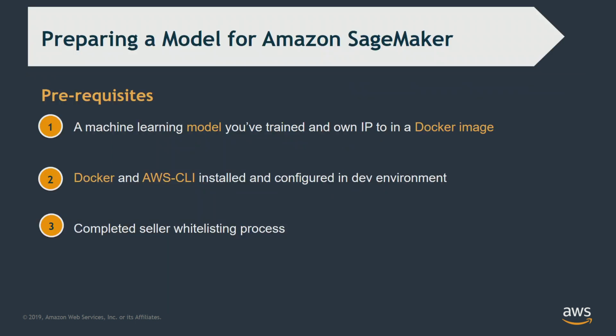Some prerequisites before we do this quick walkthrough: you obviously need a model that you own and can package into a Docker image. You also need Docker on your development environment, and AWS CLI installed with the right permissions to work with your AWS account. And earlier we mentioned the whitelisting process. That needs to be done before we can take some of the steps in this walkthrough.